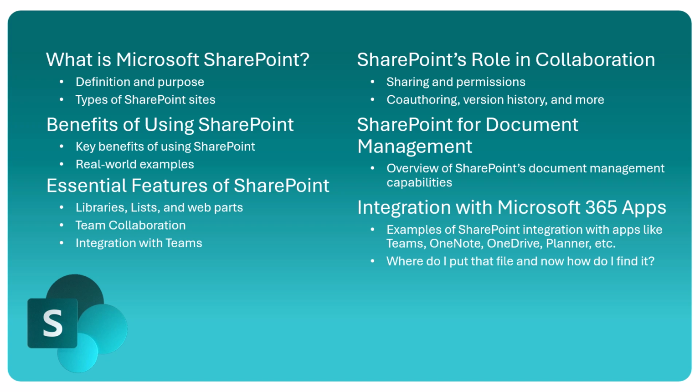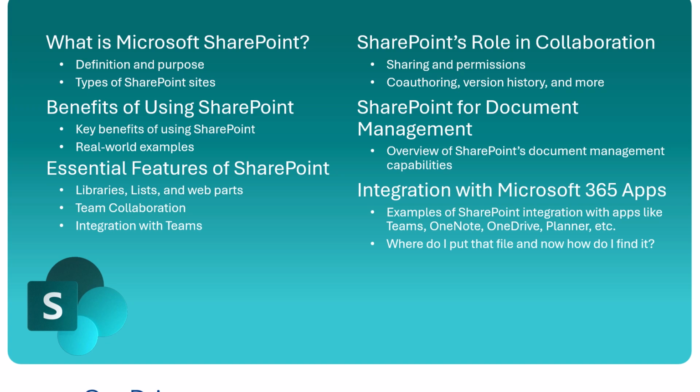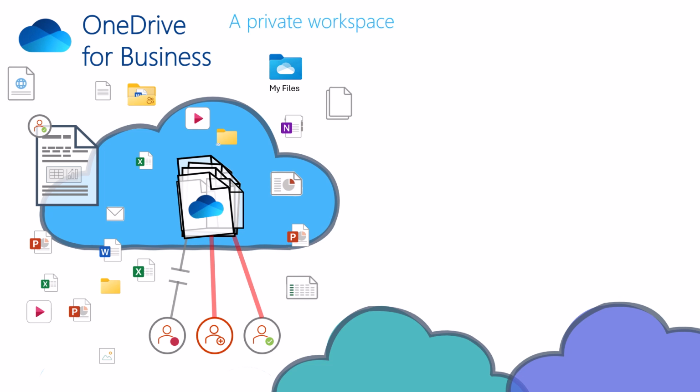There are approvals. There are tons of workflow things that we can do. And then, of course, where do I put that file? And then now, how do I find it? Sometimes you place a file somewhere. Was it my OneDrive? Was it SharePoint? Was it Teams? Because if you share files in Teams, it could be OneDrive or SharePoint. It depends. So let's briefly, what's the difference?